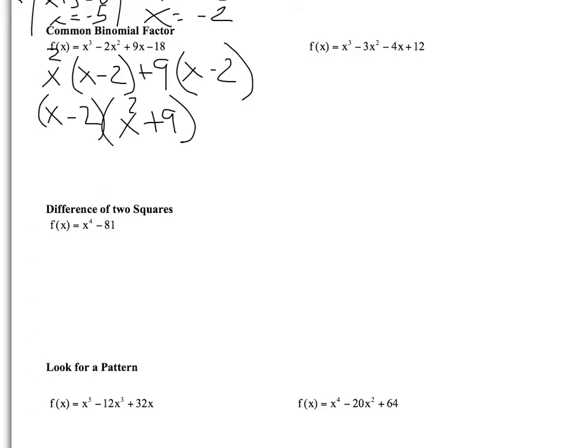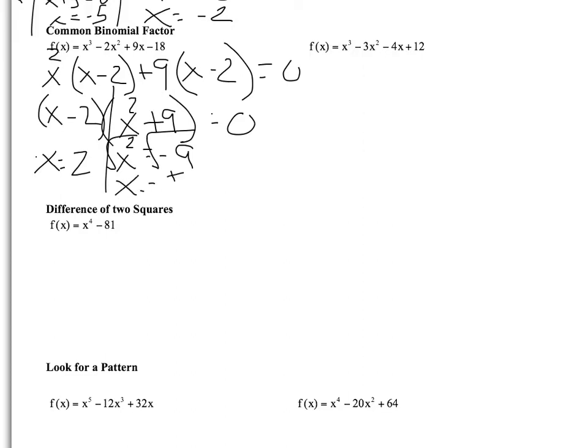If it did say solve, I would have to have it set equal to 0, separate it, and you would get x equals 2. And then you have x squared equals negative 9. To solve for x, we take the square root. Well, the square root of negative 9 is plus or minus 3i.